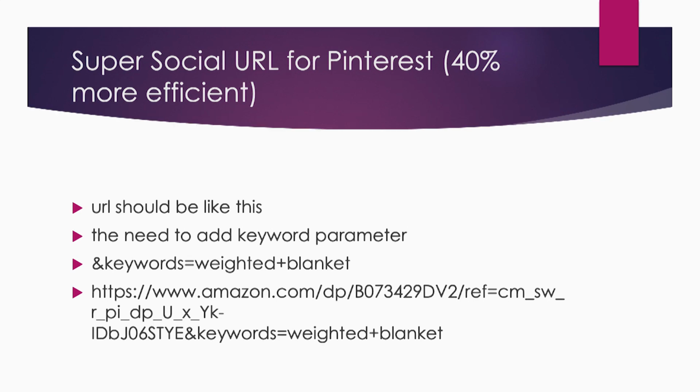So just add the keyword that you got from that link that you created. You created a Pinterest URL. You just add this and sign, keyword equals weighted blanket, right? Plus weighted blanket. And then add it onto it, and then use this to put onto your Pinterest. Put it into the places where you want to have people come into your Amazon page.